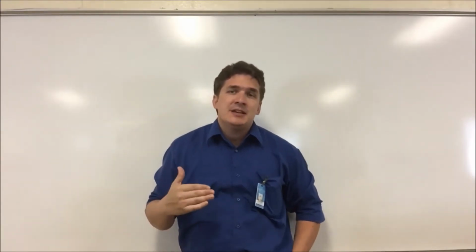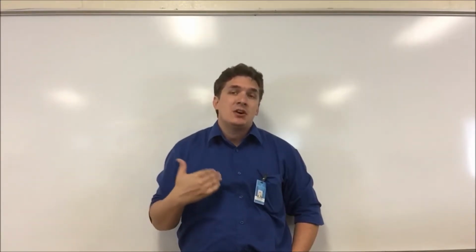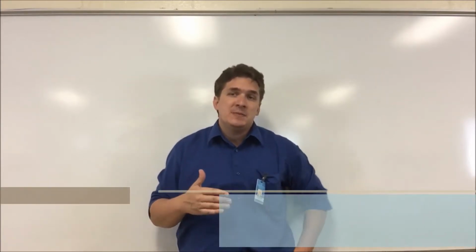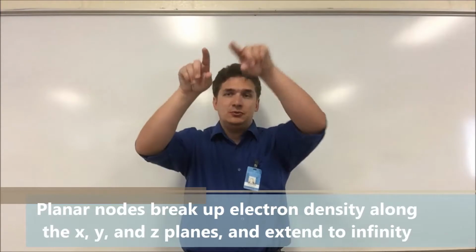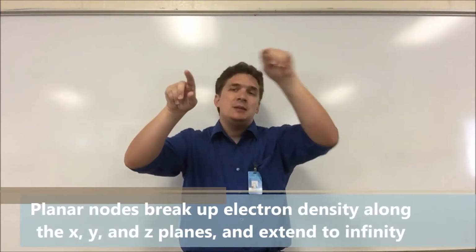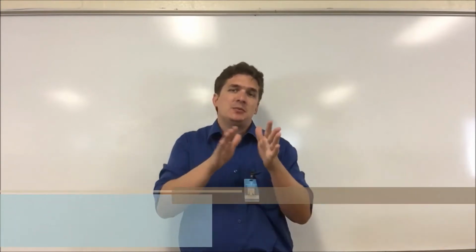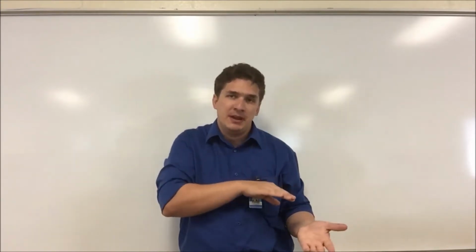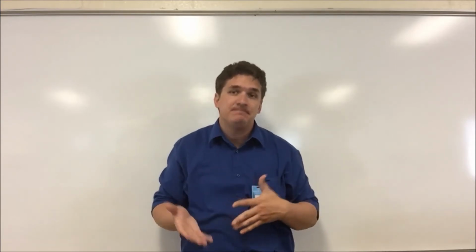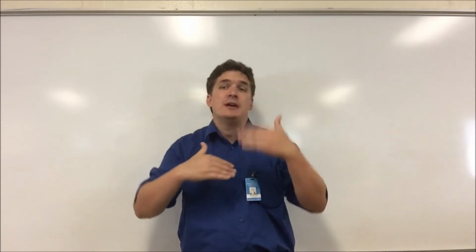The second thing is that they're going to break up the electron density along the Cartesian axes, the x, y, and z. So as we look at planar nodes, basically we're seeing that if we were to orbit around the nucleus, we would hit planar nodes, because basically they're preventing the electrons from going from the negative x to positive x, negative y, positive y, negative z to positive z. Basically they're there to keep you from going around the axis.